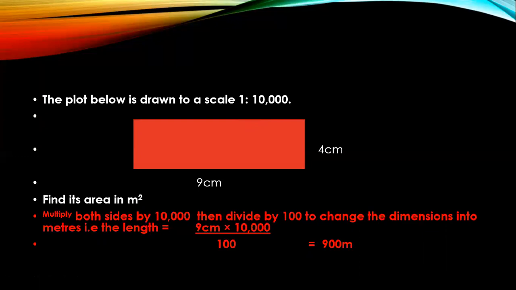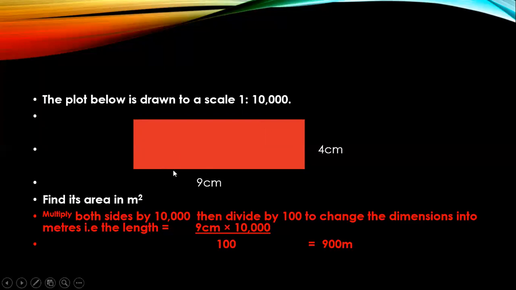So if 1 centimeter represents 10,000 centimeters, what about 9 centimeters? And what about 4 centimeters? Without wasting time, I want to give you a shortcut. Anytime you see a question like this, remember that this is your length and this is your width. This length and width that they're giving you are not the actual length and width. So the first thing you should do is always multiply to get the actual value.